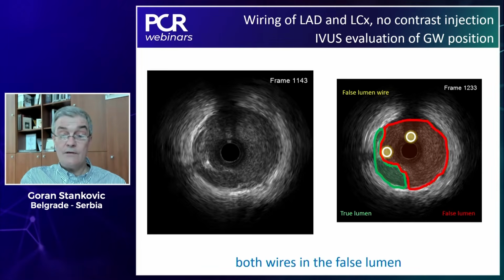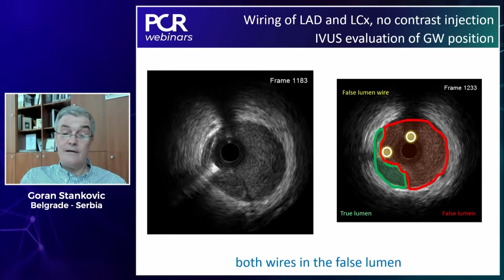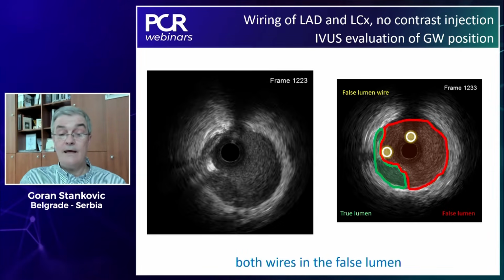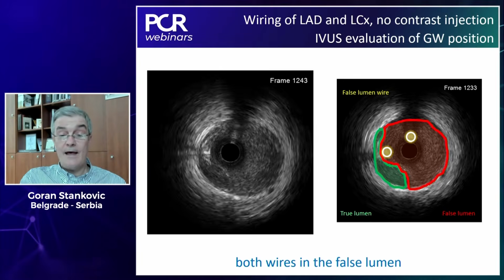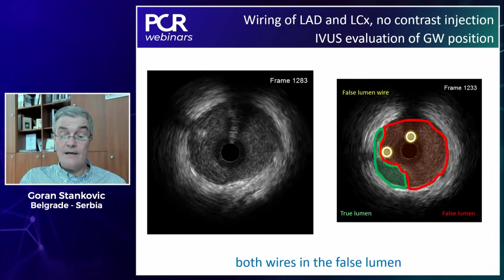So this is IVUS, so no contrast. Wiring, as both Thierry and Jacek said, wiring with Runthrough in this case, both vessels blindly, no contrast injection, and then IVUS on the LAD wire.